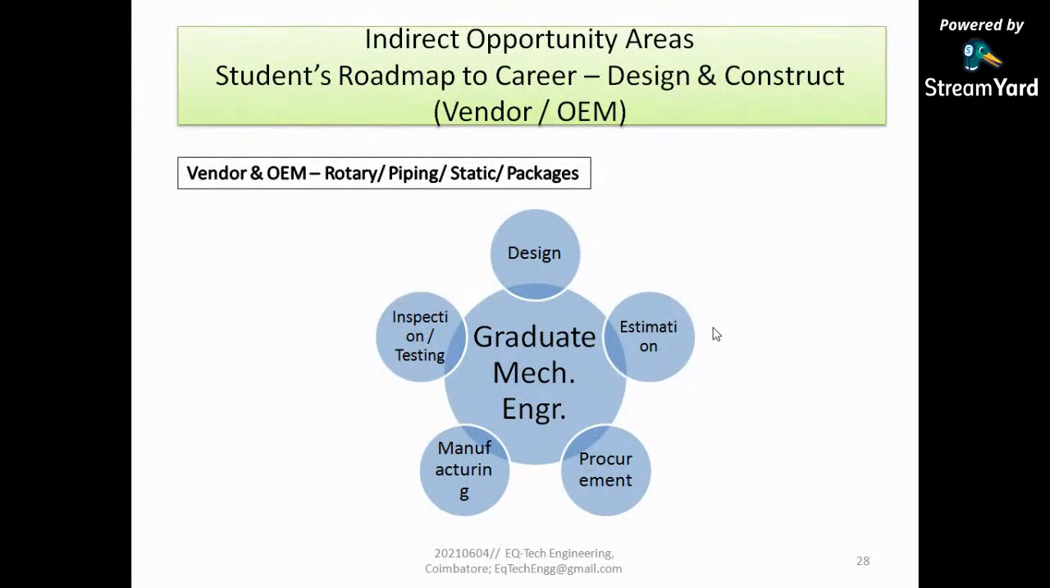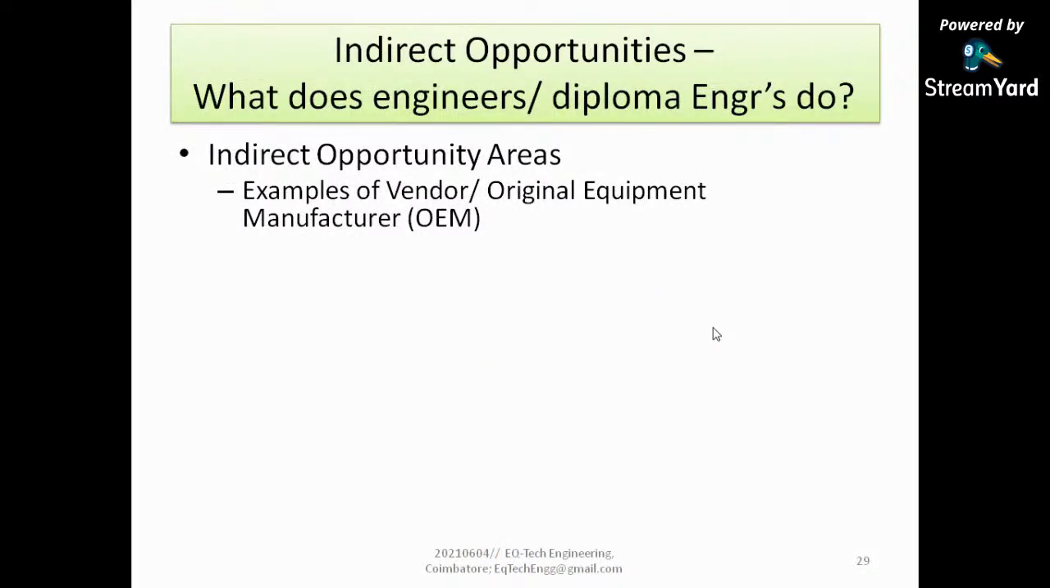So where can graduate mechanical engineers work in the OEM or vendor or original equipment manufacturing setup? Design, estimation, procurement, manufacturing, inspection, or testing. Some examples of OEM: piping and pipes. Piping in the sense of piping components like flanges, elbows, tees, gaskets, and bolting. Each of these components will be manufactured by a different manufacturer, so opportunities are available with these manufacturers also in various areas of production or manufacturing.